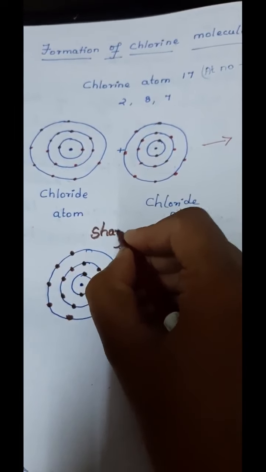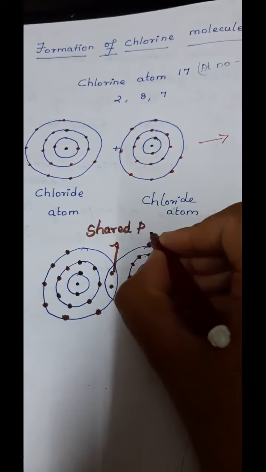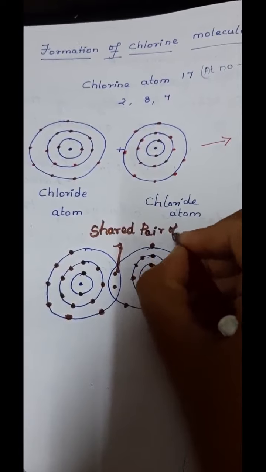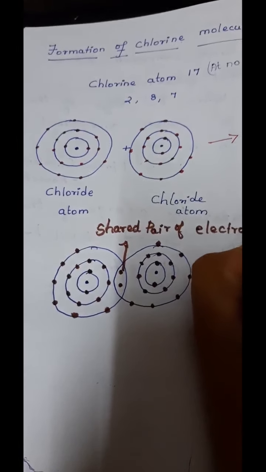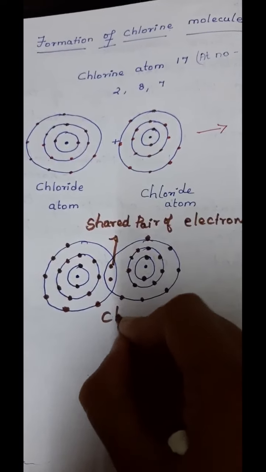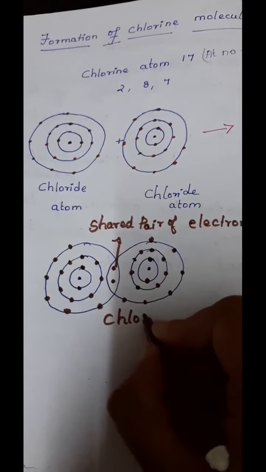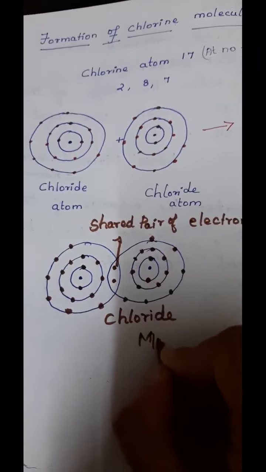This is the shared pair of electrons. Is it clear? Shared pair of electrons. This is the chlorine molecule.